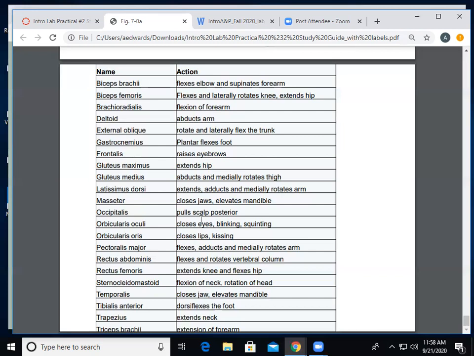Okay, pectoralis major. So it actually helps to flex your arm. So if you're moving your arm up this way, you're working your pectoralis major muscle. Okay, it also helps you adduct your arm and also medially rotate the arm. Rectus abdominis, okay, in the abdomen, helps you to flex your vertebral column. So that flexing is like doing a crunch or sit up. Okay, so you're flexing your vertebral column. Also helps you with some rotation of the vertebral column.